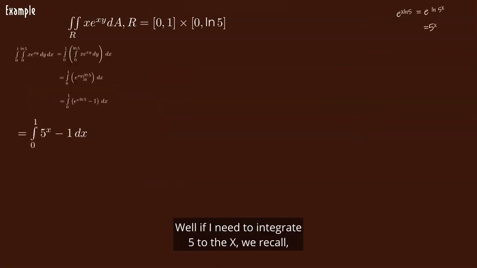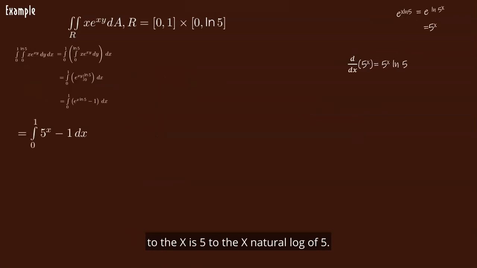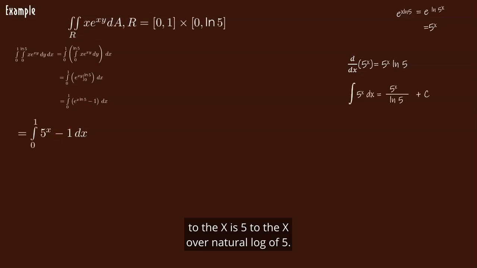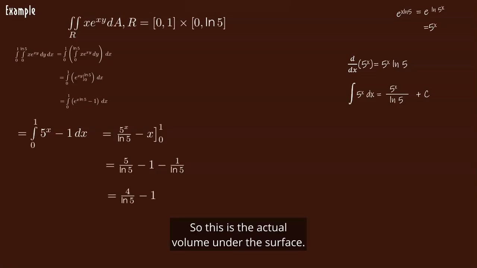And I need space. Well, if I need to integrate 5 to the x, we recall, of course you recall, that the derivative of 5 to the x is 5 to the x natural log of 5. So going backwards, the integral of 5 to the x is 5 to the x over natural log of 5. So integrating, I get 5 to the x over natural log of 5 minus x. I plug in a 1, then I plug in a 0, and I get 5 over natural log of 5 minus 1 over natural log of 5, minus 1, which simplifies to just 4 over natural log of 5 minus 1. So this is the actual volume under the surface.